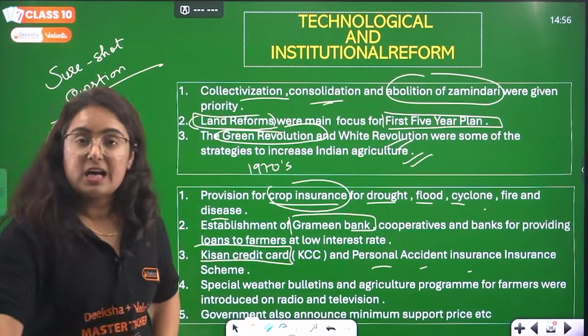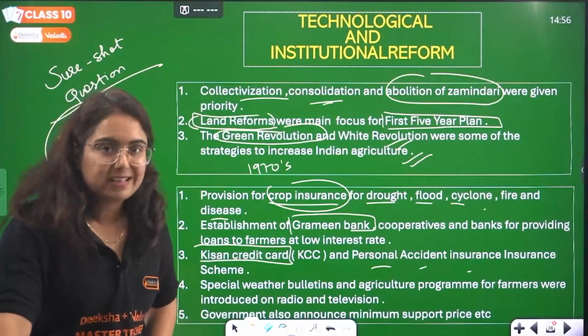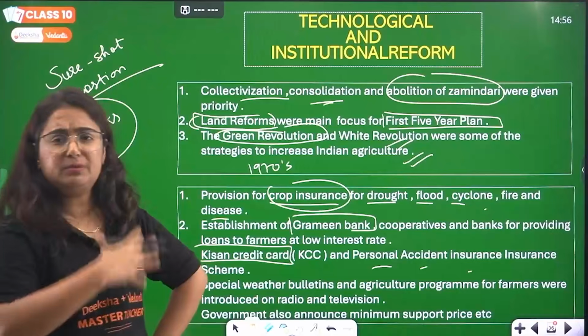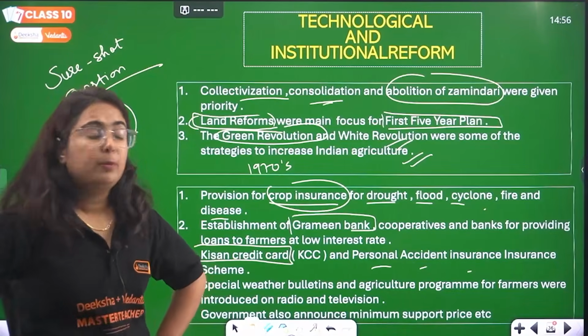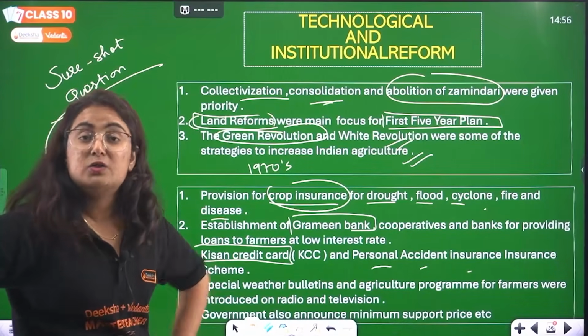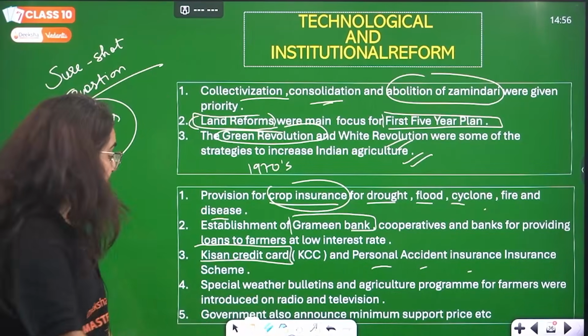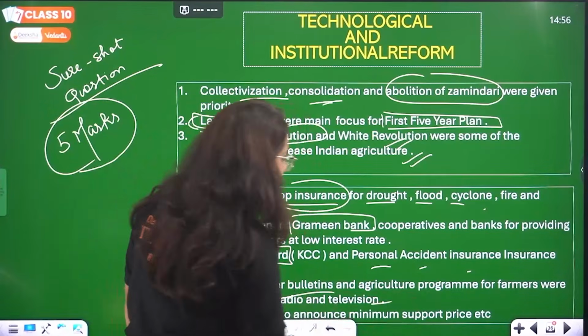During the time farming is being done, it's quite risky, right? Lots of times something happens to the farmers while working, because tools and implements are to be used. So, a personal accident insurance scheme is also provided. Special weather bulletins and agriculture programs for farmers.